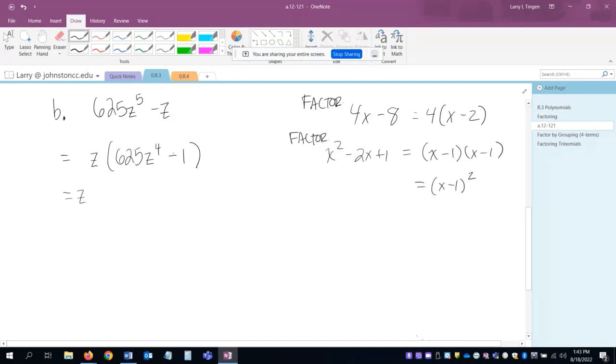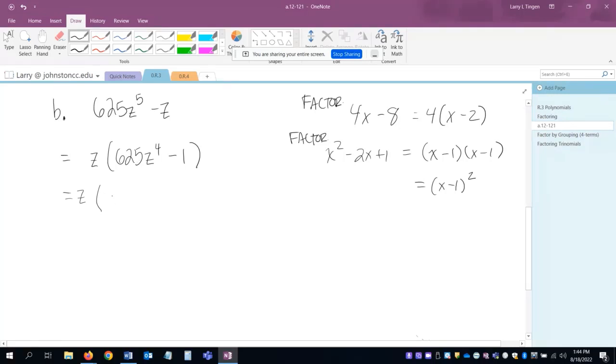am I done? No, because I have a binomial. Even though this is to the fourth power, this is still a binomial, because remember that those only concern themselves with how many terms there are. This is a binomial because there's two terms. I got two terms and they're subtracted. This could be the difference of squares or cubes. Well, this is to the fourth, so it's probably not cubes. Maybe it is a difference of squares. So let's break this down.